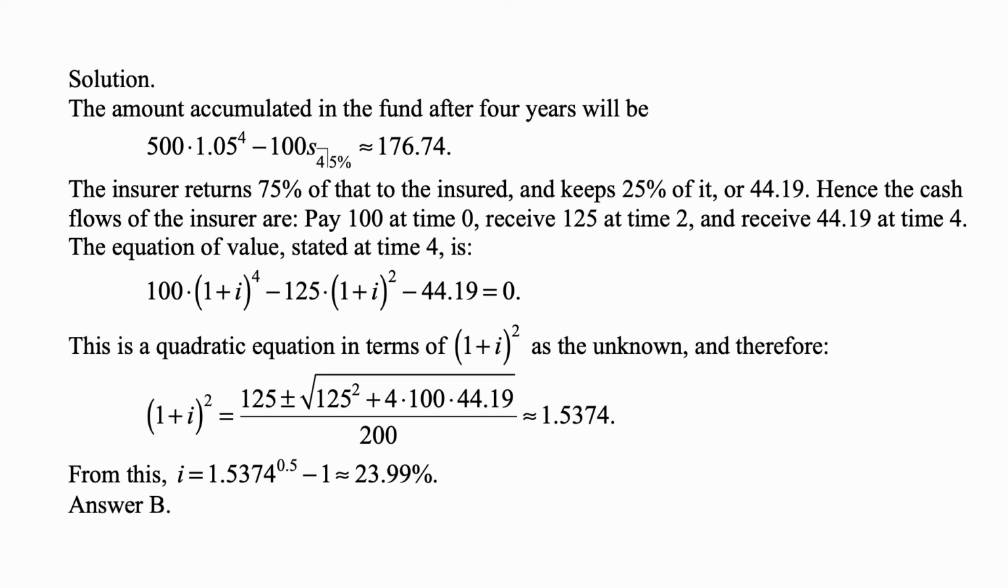Well, the square of negative 125 is the same as 125 squared, minus 4 times a times c. Well, that's minus 4 times 100 times negative 44.19, so the two minuses cancel and become a plus, and then divided by 2a. 2 times 100 is 200. Then we calculate this. This is approximately equal to 1.5374. That's the feasible solution of the two solutions that you get from this.